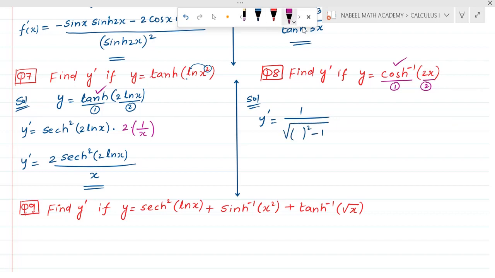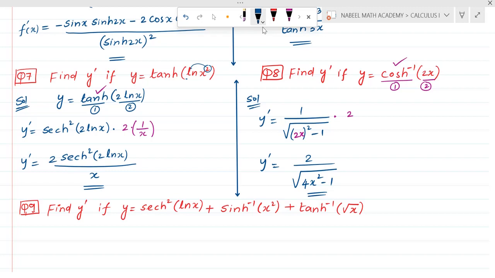But what is your x now? The x value here is 2x, and therefore this part is over. When you differentiate 2x, it becomes 2. x becomes 1. Now simplify. You will get the answer y prime is equal to 2 over square root of 4x squared minus 1.